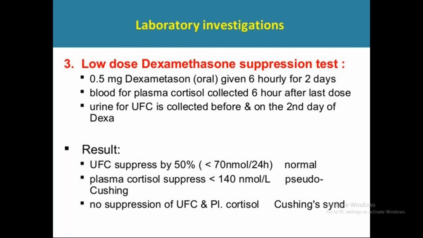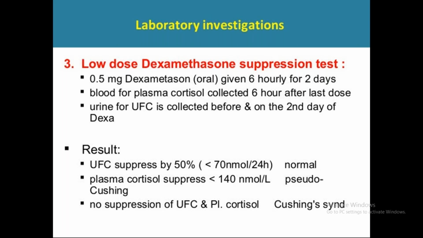Because it suppresses the release of the adrenocorticotropic hormone, in normal persons, because of this inhibition, you can see the urinary free cortisol levels suppressed by 50%. That's why in normal persons we see less than 70 nanomoles for a 24 hour urine sample.